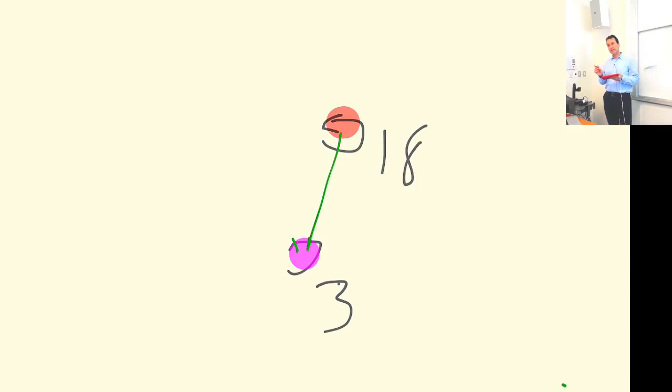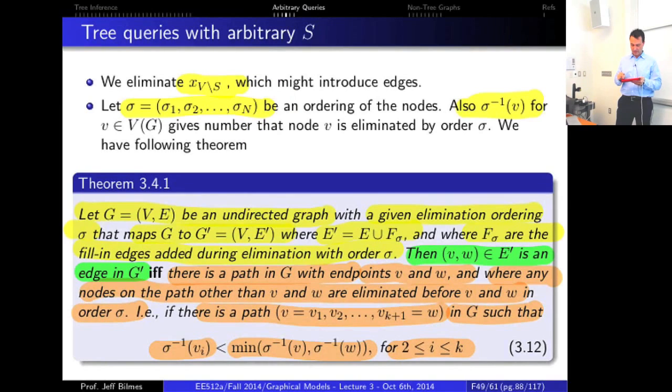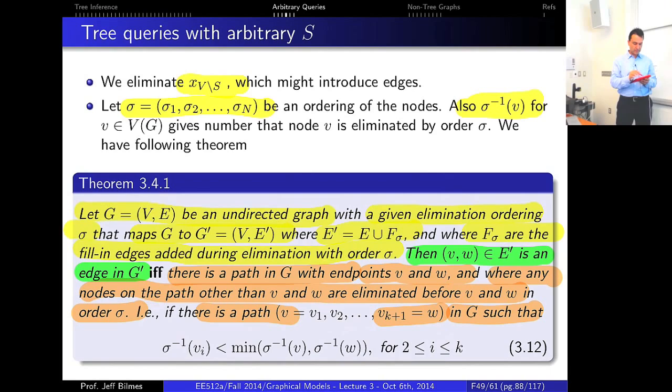Okay. So the reason why that remaining edge between 18 and 3 exists is because there existed beforehand a set of nodes that were eliminated before these two guys were eliminated. Or namely, all vertices in the path, this thing down here, all vertices in the path had a vertex elimination order number smaller than the minimum of the two extreme vertices in the path. Okay? And now what the theorem states is that an edge exists in G prime if and only if this condition is true.